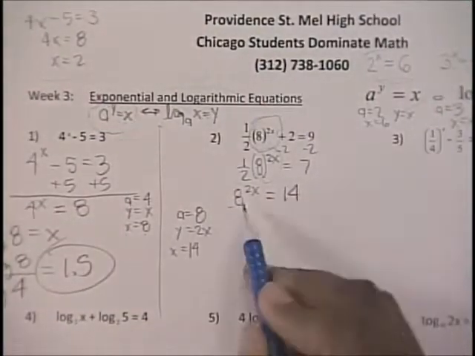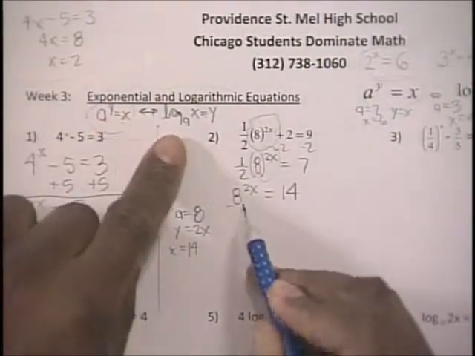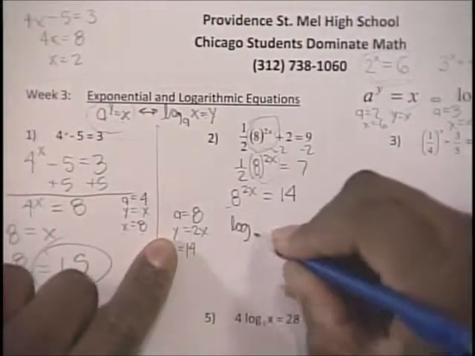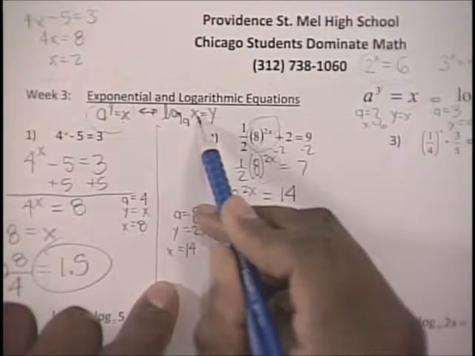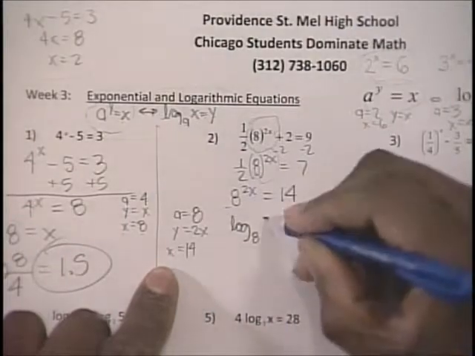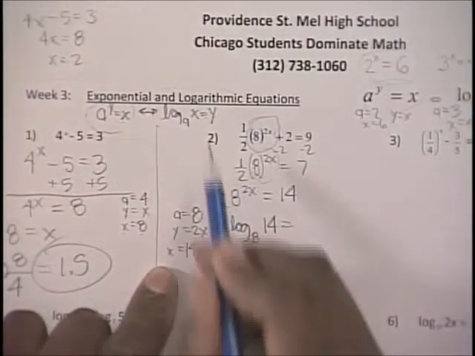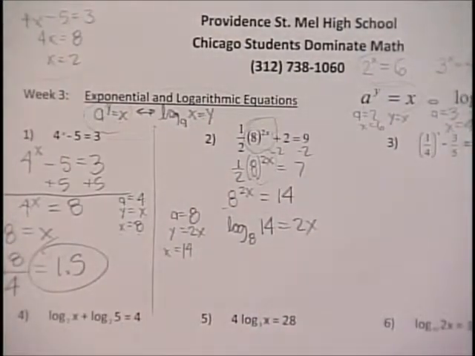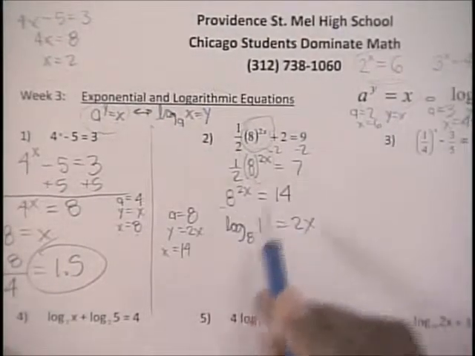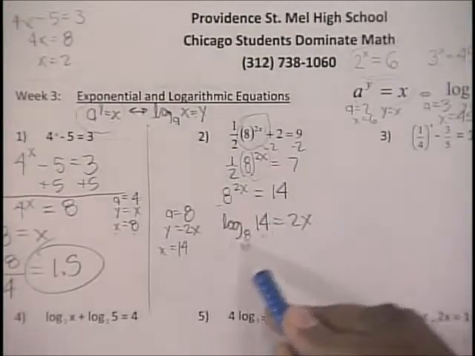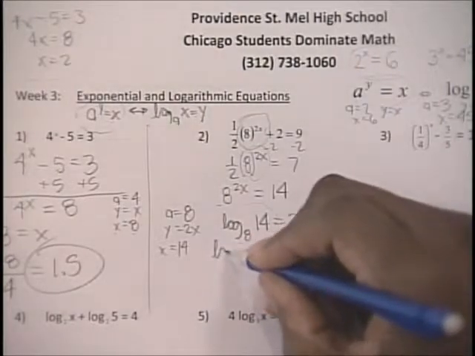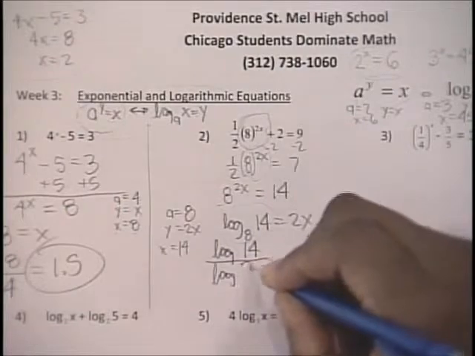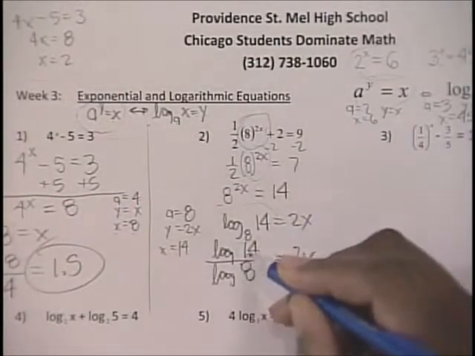Now, the only way you're going to solve this is to rewrite this as a logarithm. So we have log base A, our A was 8, log base 8 of X. Our X, we acknowledge, was 14. Log base 8 of 14 is equal to Y. And Y, we said, was 2x. That's the hardest part, turning your exponential relationship into a logarithmic one. Now you got to be able to evaluate that. The way you're going to evaluate that is log of 14 over the log of 8. That's equal to 2x.